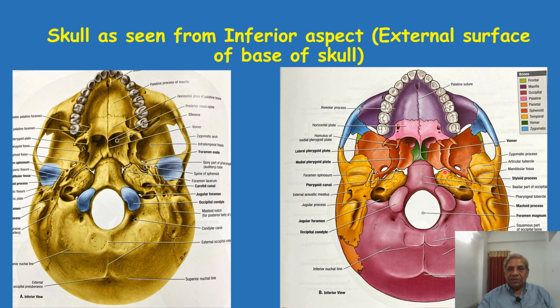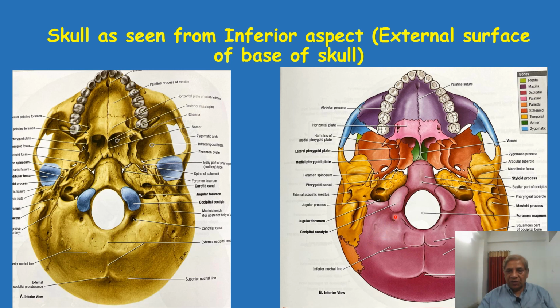Then this foramen at the apex of the petrous temporal bone, bounded anteriorly by the medial and lateral pterygoid plates, is the foramen lacerum. This I have already told you, the lower or inferior opening of the carotid canal. These two foramina are the jugular foramina. This foramen here is the foramen ovale, and then the foramen spinosum is here.